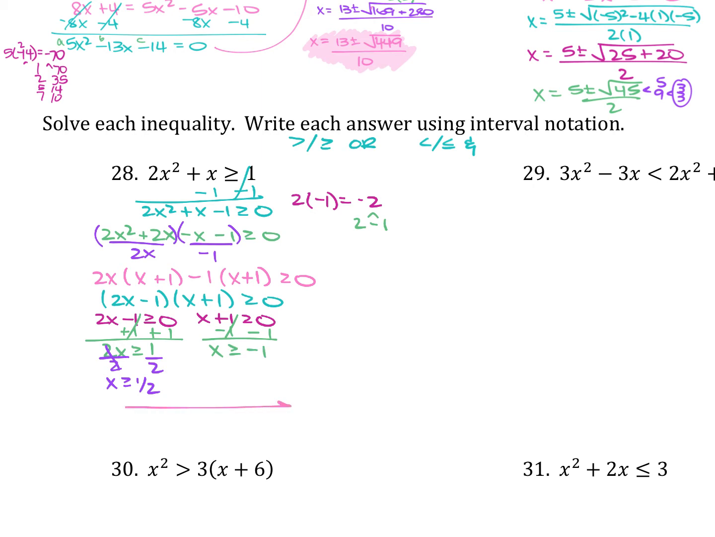On your number line, if you were to graph these, you would have a negative 1, you'd have the 1/2. Both of these get closed circles, and we said it's or, greater, or, so your lines would go away from one another. So to put this in interval notation, you're going from negative infinity up to negative 1, including the negative 1, with a union of 1/2, including the 1/2, to positive infinity.